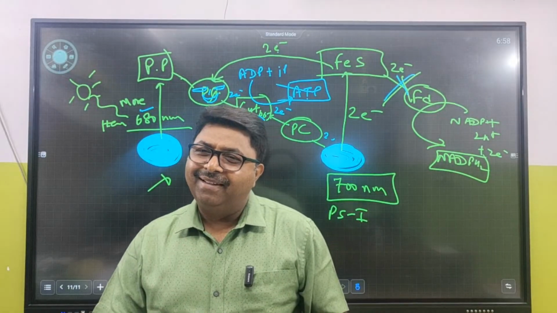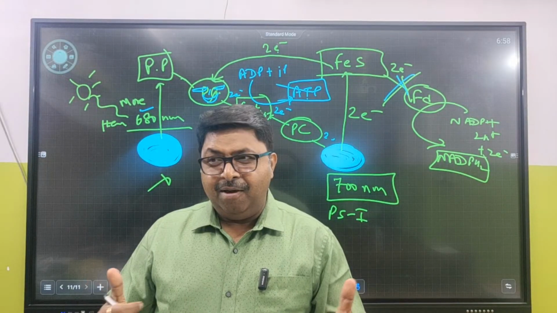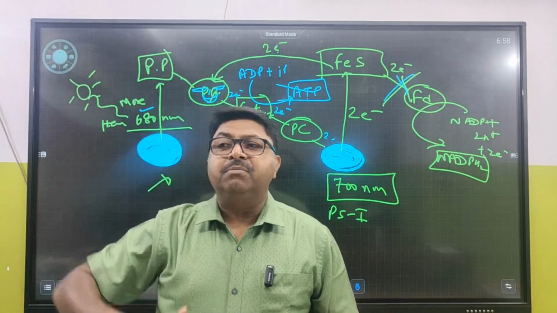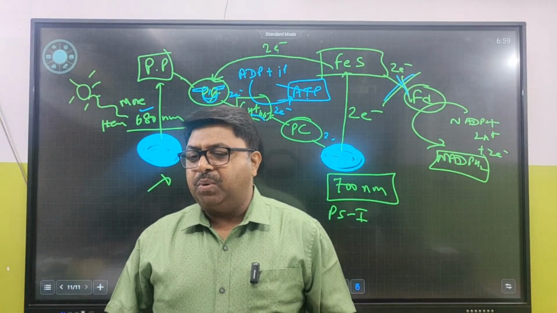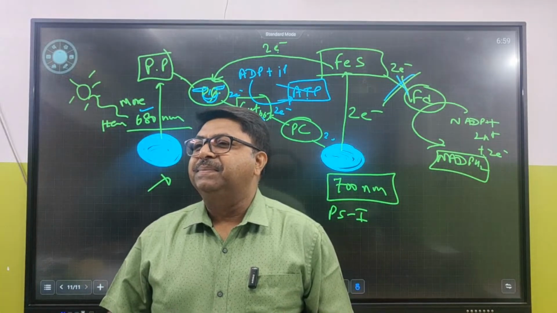What is ATP? What is the difference between ATP and NADPH2? Which one is cash? Which one is check? ATP is cash and NADPH2 is check.